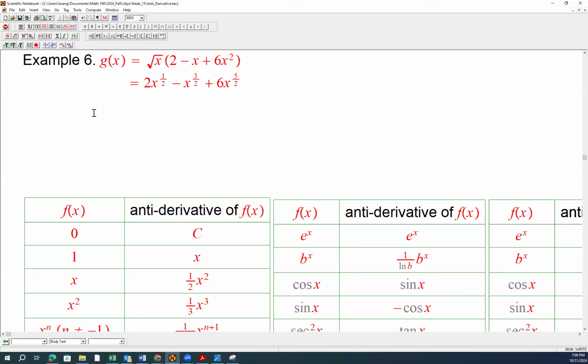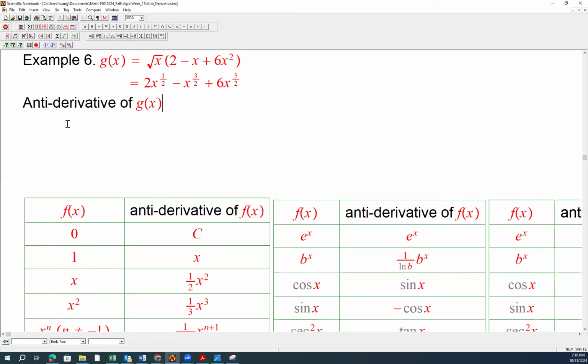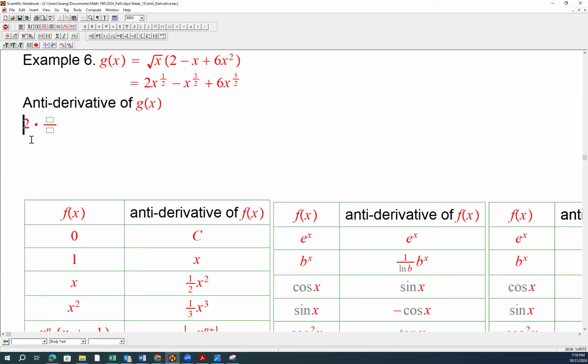So before we write the antiderivative, we write it as sums and differences. Antiderivative of g of x, lowercase g. You can just go for it. That's 2 times the antiderivative of x raised to the power half. We've done that earlier. You don't have to use capital G of x, it's optional. In this example, I'm not going to use it, just to show you.